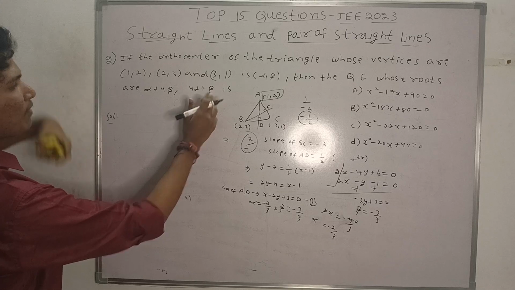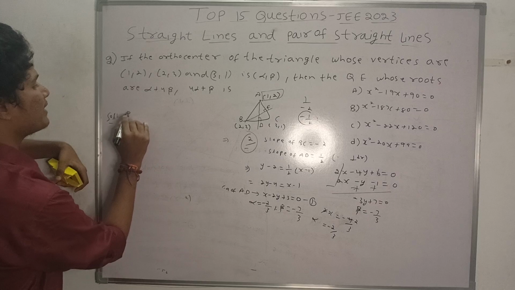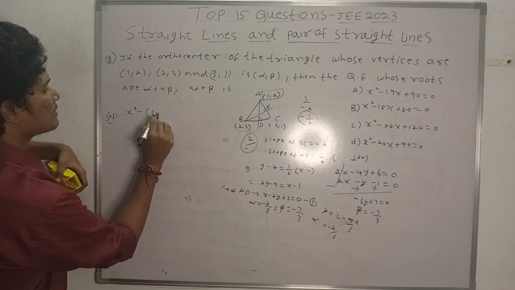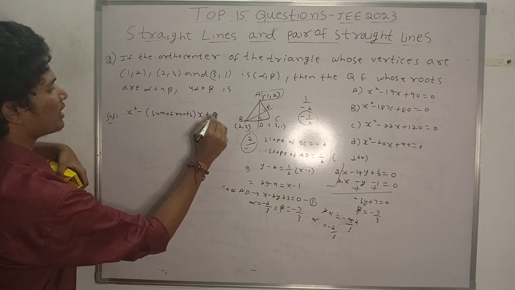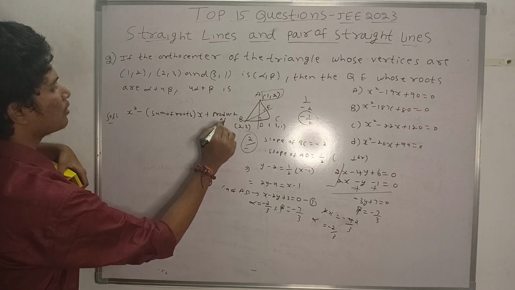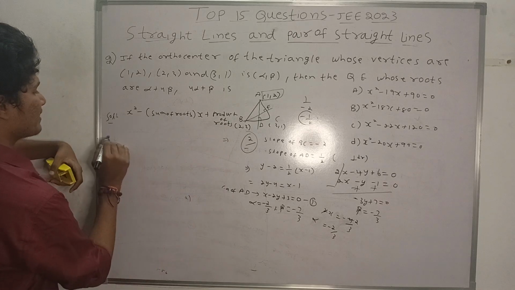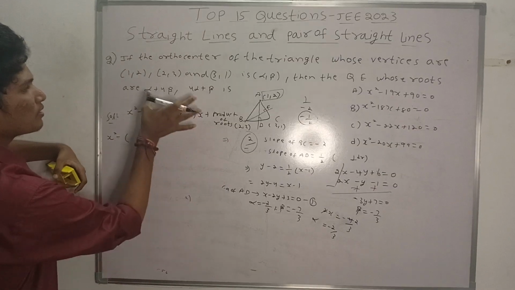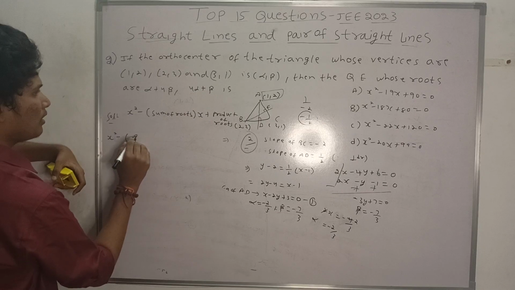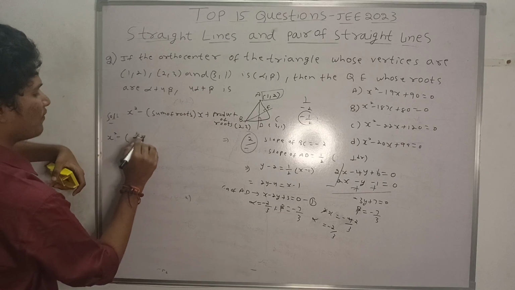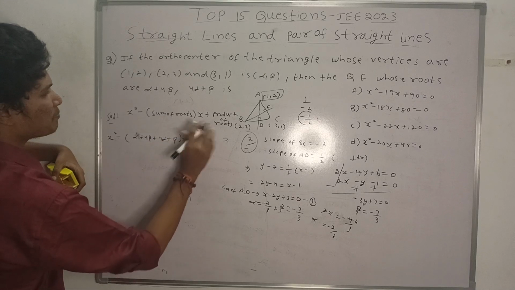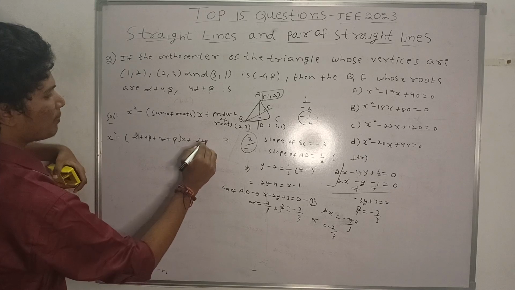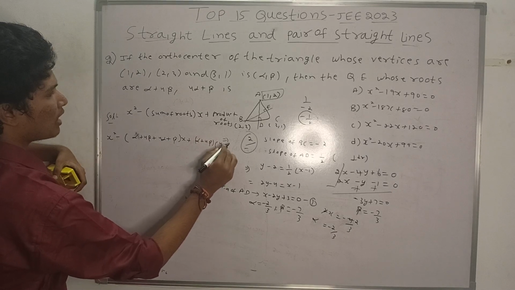So basically these are the two roots. We already know how to form the quadratic equation, that is x square minus sum of roots into x plus product of roots. So x square minus, what is the sum of these two roots? That is alpha plus 4 beta plus 4 alpha plus beta, into x plus the product of the roots, that is alpha plus 4 beta into 4 alpha plus beta.